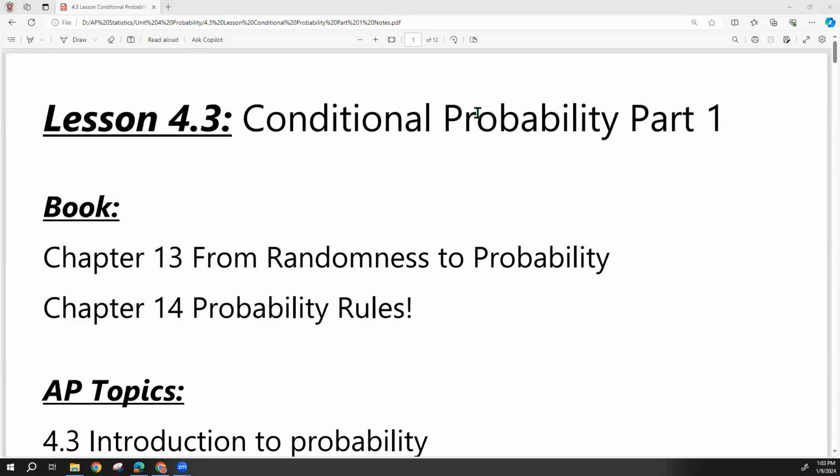Today we are going to talk a little bit more about the multiplication rule, and we are going to talk about a piece of an updated multiplication rule, which is conditional probability.